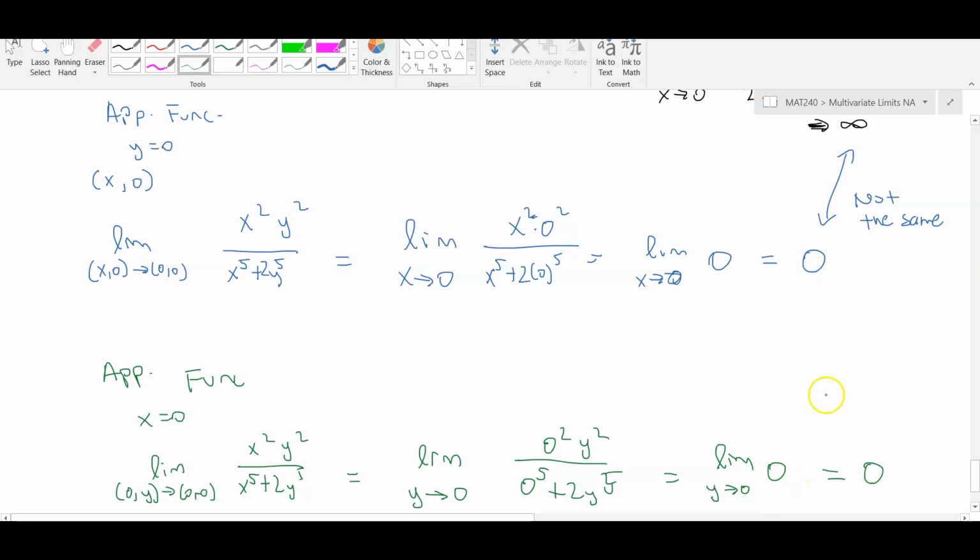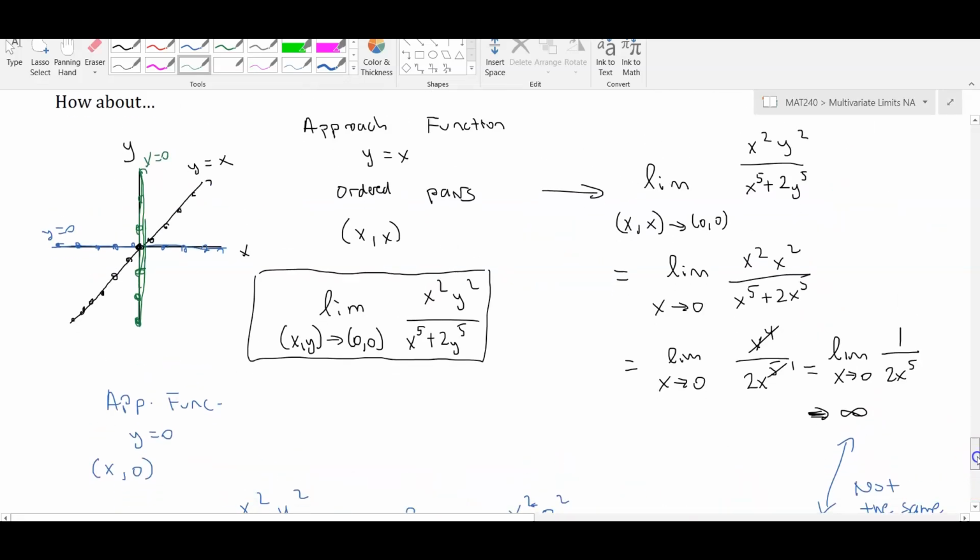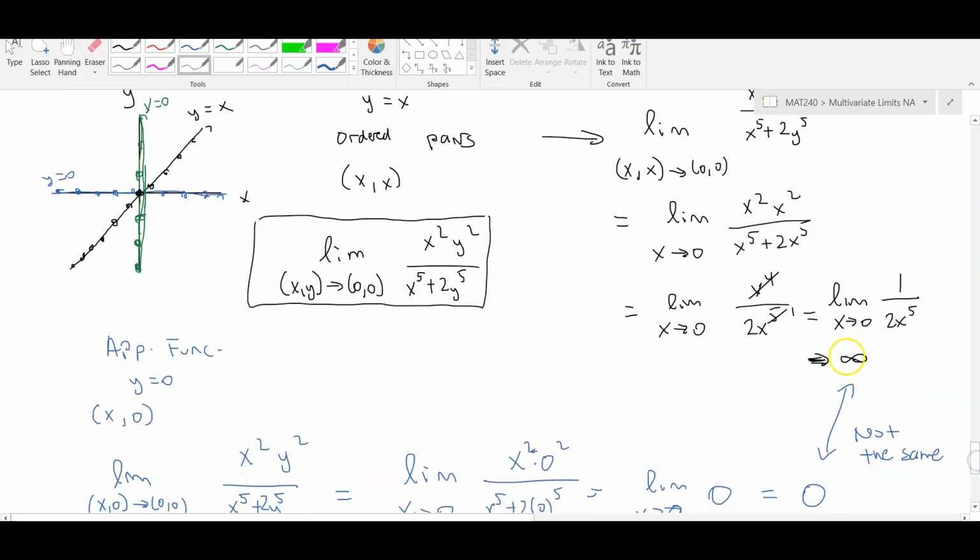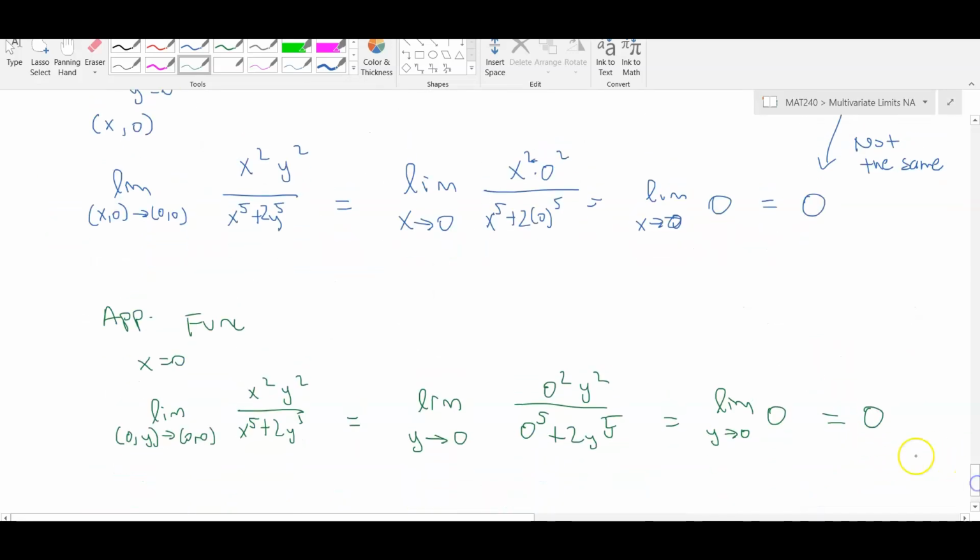So at first sight, what I'm trying to illustrate here is that these are the same, but all we had to find was one other path, specifically this one, which led to a different value than these two did. So just because you find two paths that do have the same limit doesn't mean that the limit is the same from all directions. So disproving limits is usually easier than proving limits, because you can often find two different functions that go through the point of interest that have different limits.